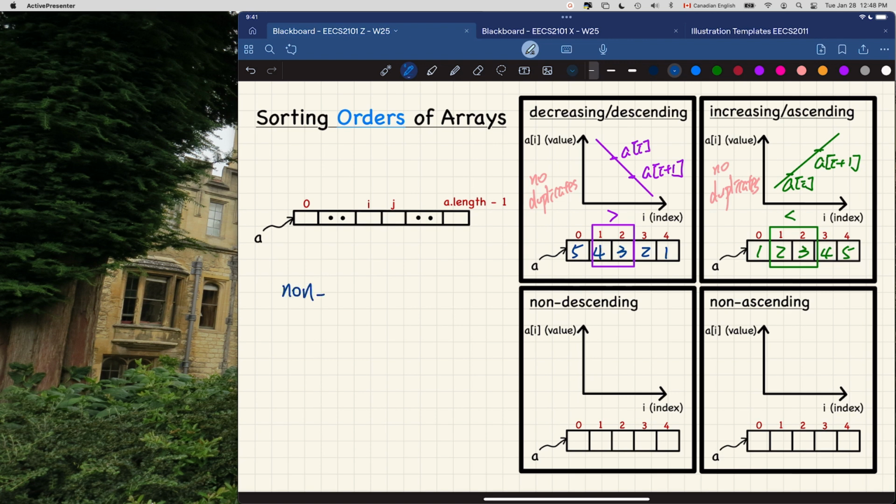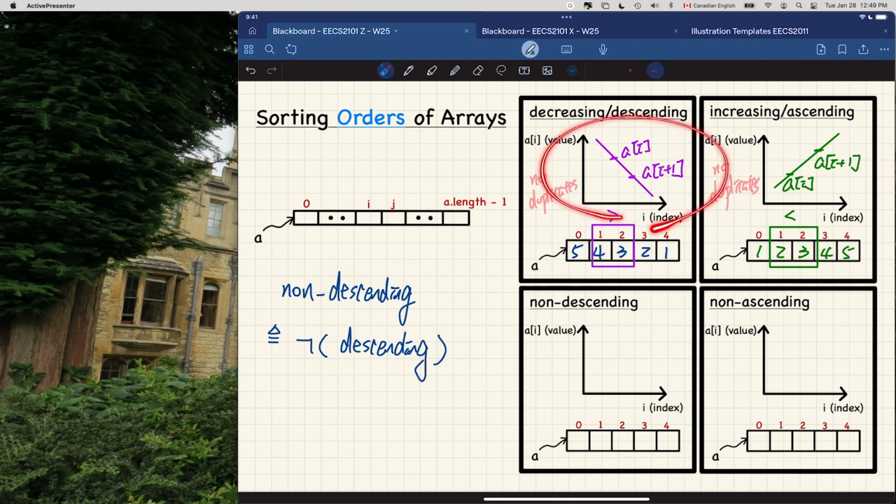When I say non-descending, by definition, the "non" here is like a logical negation. That means it is not the case that we are descending, obviously. And we talked about descending already. It's about this element here being strictly larger than that. That means it is not the case that A[i] is strictly larger than A[i+1], right? We're saying that it is not the case, not descending.